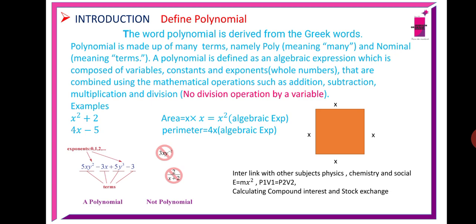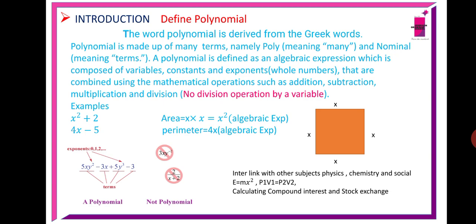Area x square is also an algebraic expression. Perimeter, 4x, is also an algebraic expression. You can see the example here: 4xy square minus 3x plus y cube minus 3. There are four terms. The exponents are 0, 1, 2. So it is a polynomial.